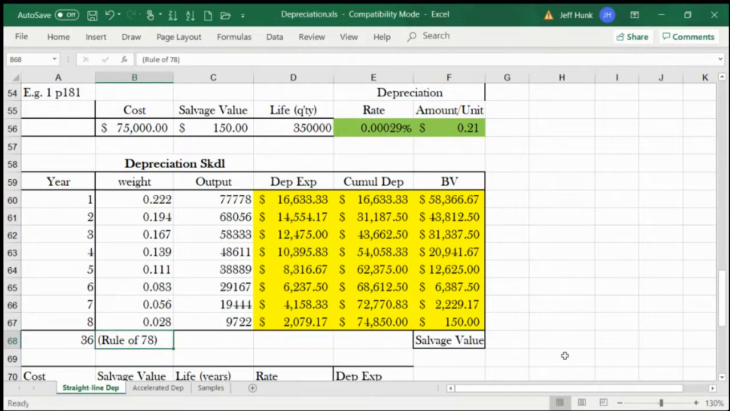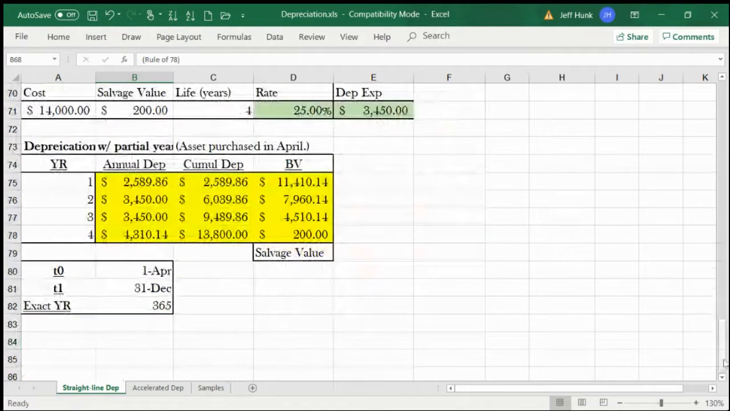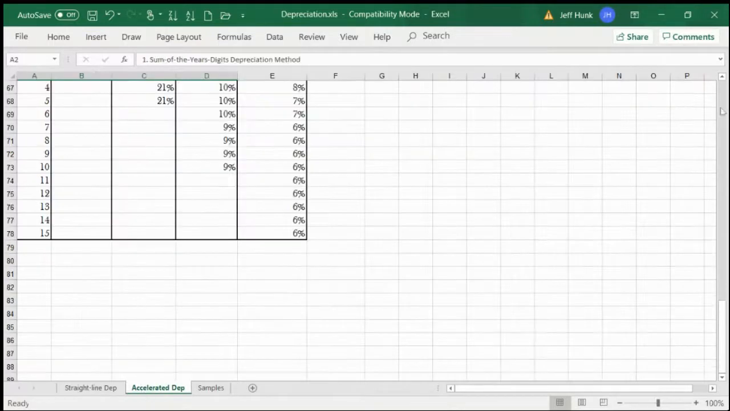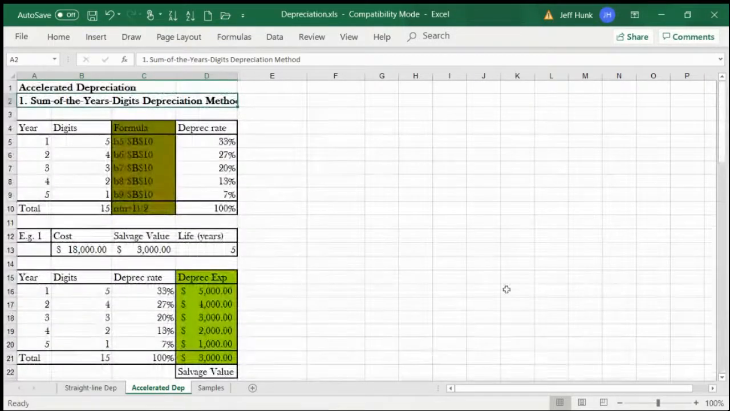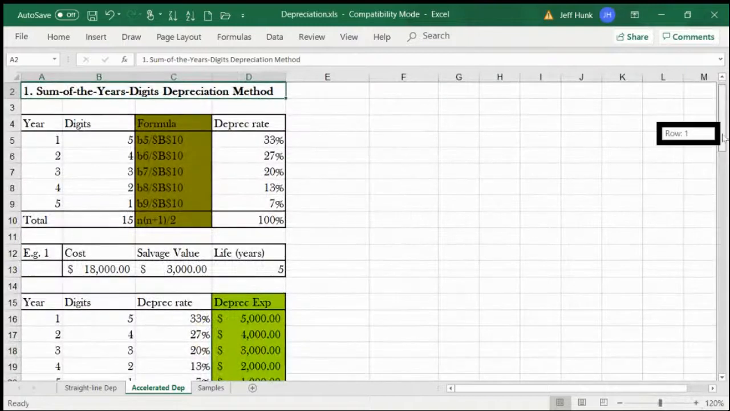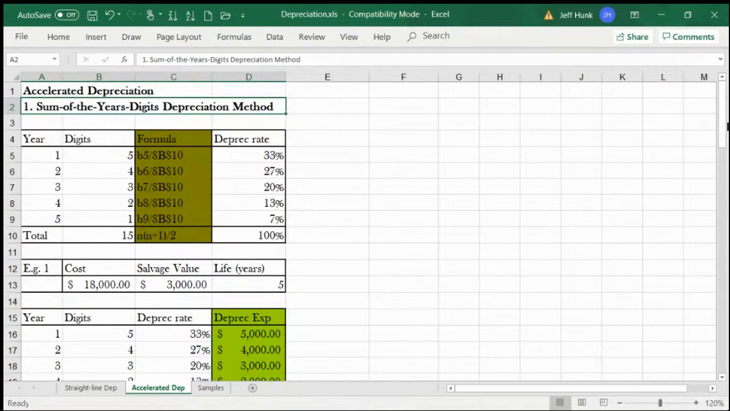Okay. Now, this brings us to the conclusion of straight line depreciation. And now we're moving on to accelerated depreciation. Okay, accelerated depreciation. Now, remember, now this is the time to answer my question. What was the question? I gave you this question for food for thought.